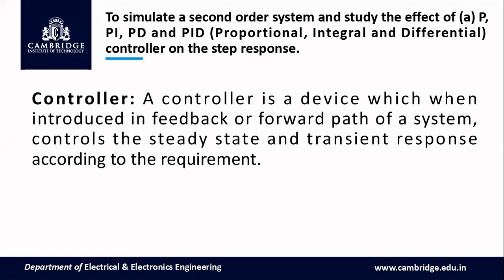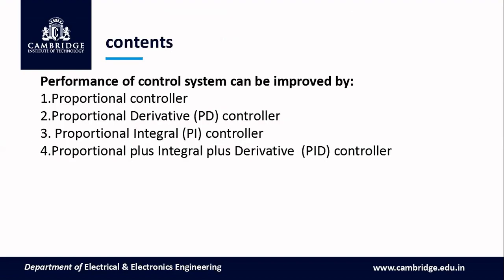A controller is a device which, when introduced, can be introduced in the feedback path or in the forward path of a system, which controls the steady state and transient response according to the requirements. So we know that time response will be divided into two classifications: one is the transient response and the other is the steady state response. In order to control these transient and steady state responses, these controllers can be added either in the forward path or in the feedback path.